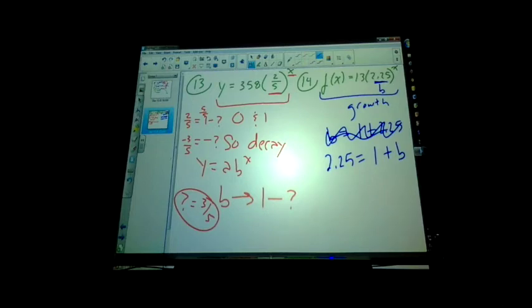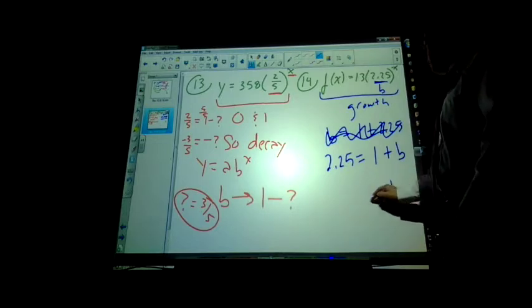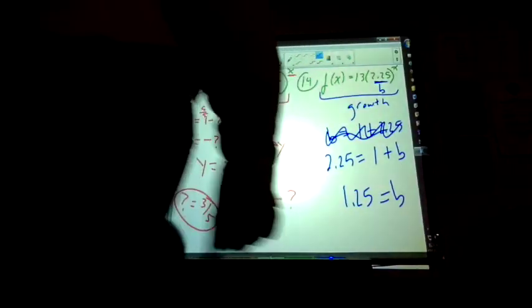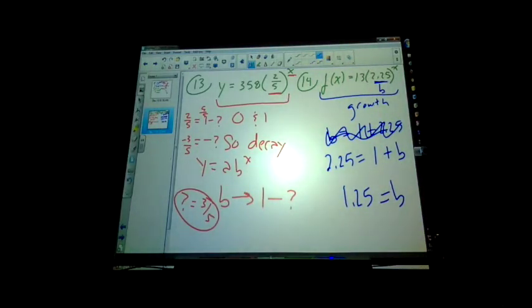How do I solve for b? And why is it plus? Because it's growth. So I'm going to subtract 1 from both sides. So I'm going to get b is equal to 1.25. So my growth rate is 1.25, or my growth is at 125%. Okay? So things can grow at higher percents than 100%.